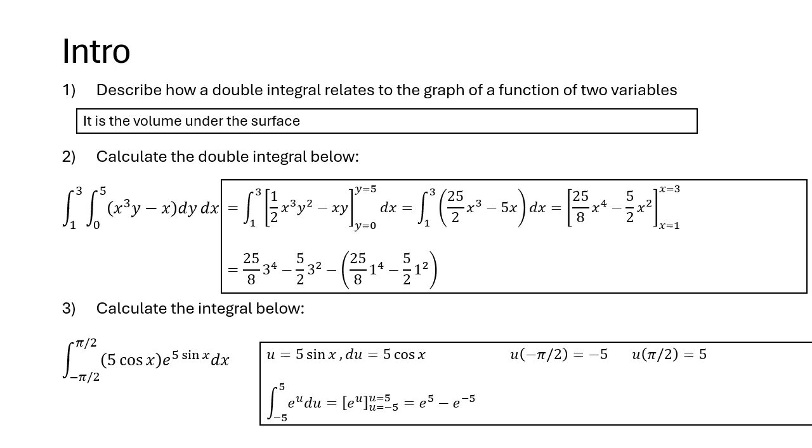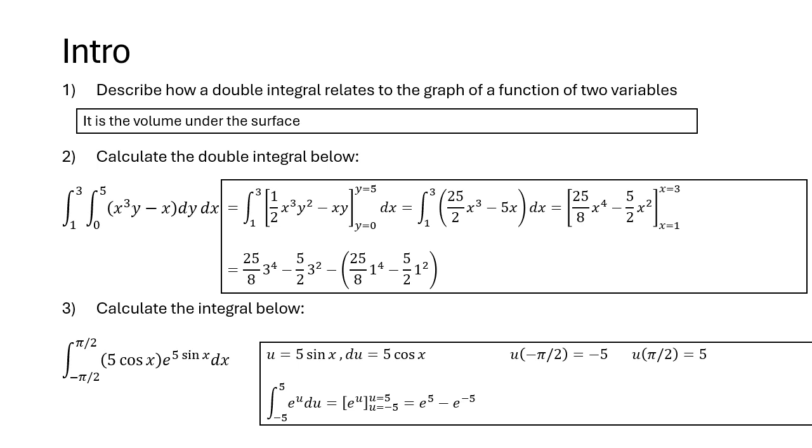We can then convert the limits to be in terms of u, which is a step that we have to do. So if we plug in negative pi over 2 for x into the equation for u, we get 5 times sine of negative pi over 2, which is negative 5. If we plug in pi over 2 for x, 5 times sine of pi over 2 is equal to 5, which then converts the integral to the integral from negative 5 to 5 of e to the u du.